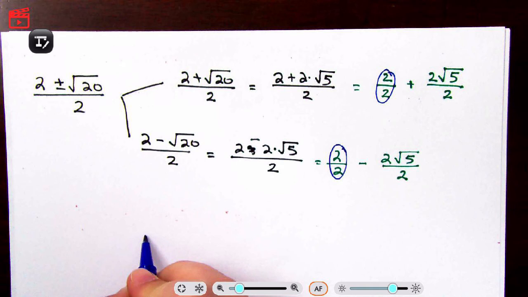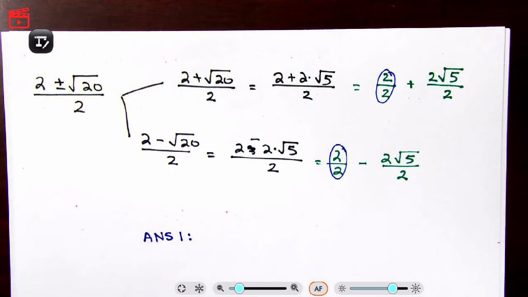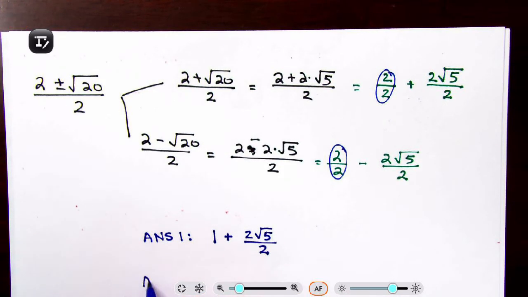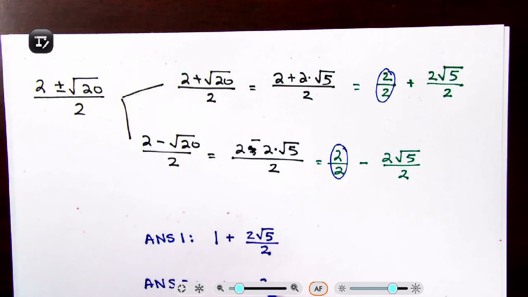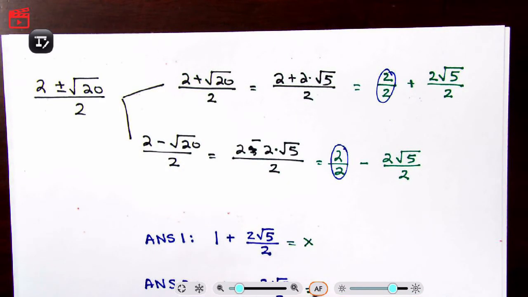So we have two answers. Answer 1 is 1 plus 2 root 5 divided by 2. And your second answer is 1 minus 2 root 5 divided by 2. Both of them are equal to your x. And both of these are your answer.